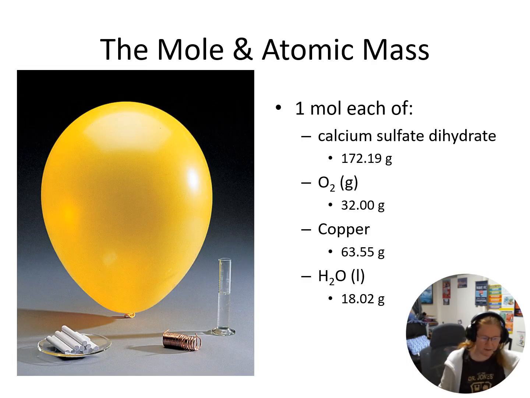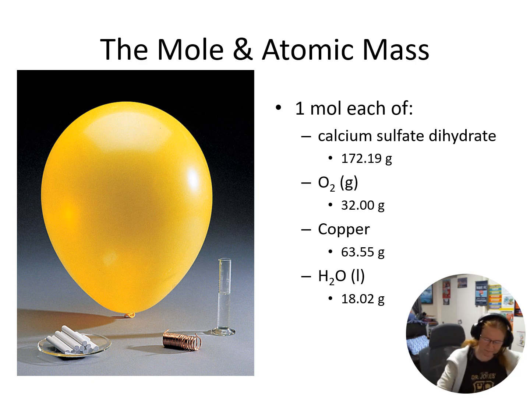Okay. When I look at the mole and atomic mass, when we think about our various different compounds, so if I look at a piece of chalk, 1 mole of chalk is going to be 172.19 grams. And so my molar mass of calcium sulfate dihydrate, which is chalk, is 172.19 grams per every 1 mole, or 172.19 AMU. The numbers get used interchangeably. Okay, oxygen, if I have a mole of oxygen molecules, I have 32 grams of oxygen per every 1 mole.